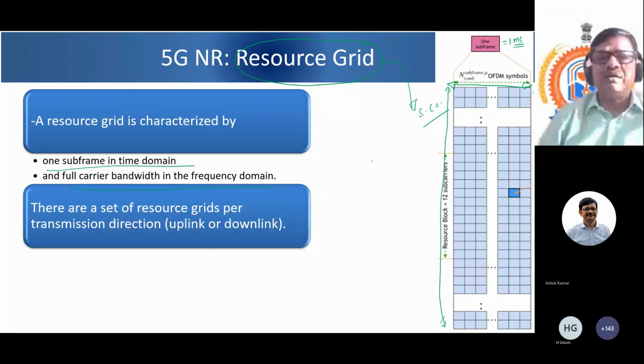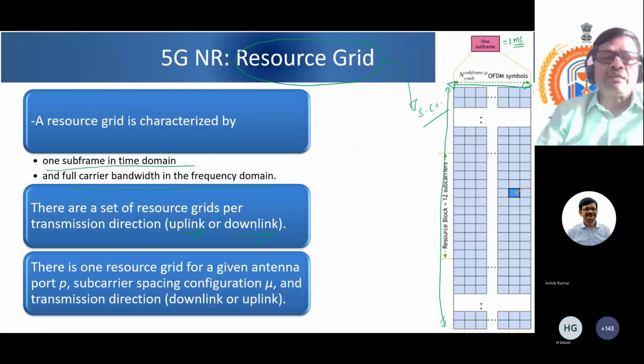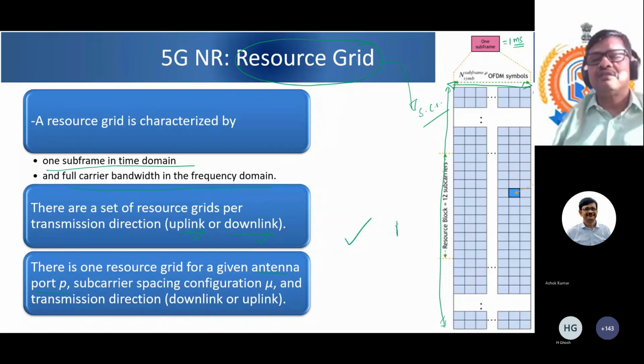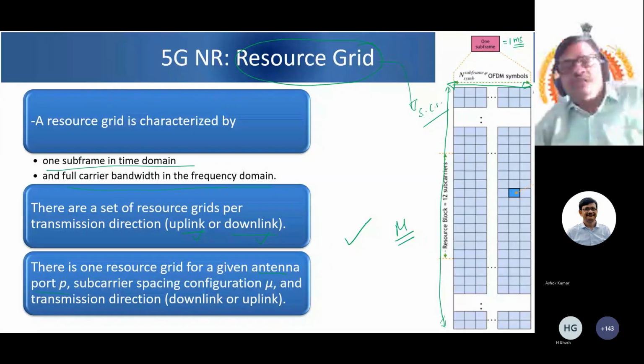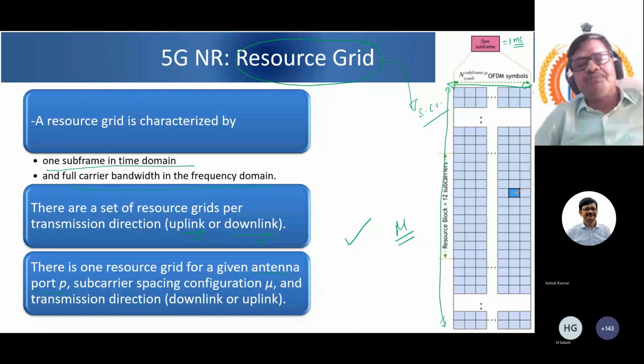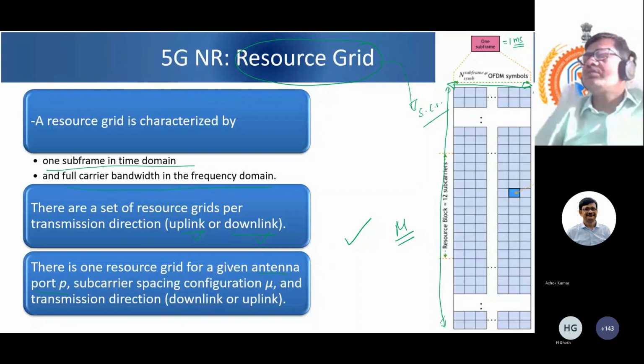For uplink, you'll have a separate resource grid. For downlink, you'll have a separate resource grid. And if you have multiple antenna ports, multiple layers of transmission, then for each layer of transmission, you'll have a separate resource grid. For each numerology, you'll have a separate resource grid. That means for every combination of antenna port, subcarrier spacing, and transmission direction, we'll have a separate resource grid.